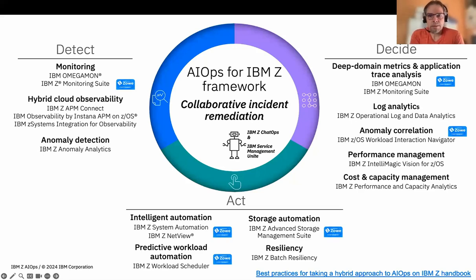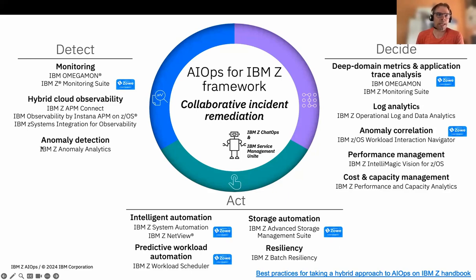Okay, so this slide represents our Z AIOps portfolio. It's a framework that we have built over the last few years that you can also read about by following the link that is on that slide. It is divided into the three capability areas: detect, decide, and act. And you can basically find all our Z AIOps products divided up into those categories on that slide.